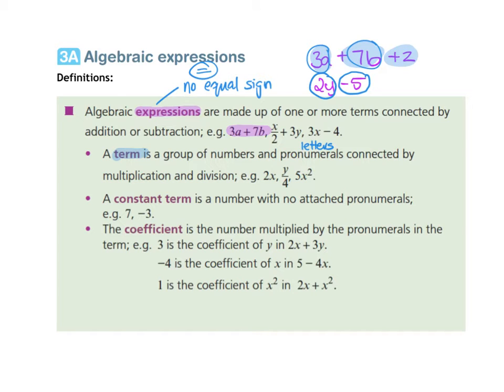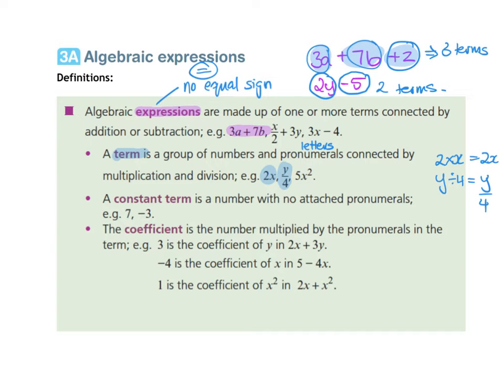And they're connected by multiplication or division. What they mean by that is, this one is 2x. Technically, that would be 2 times x, so it's connected by multiplication. The other one there is an example of division: y divided by 4, which could be written like that. So that's a term. If you look up here, this expression has 3 terms in it, and this expression had 2 terms in it.